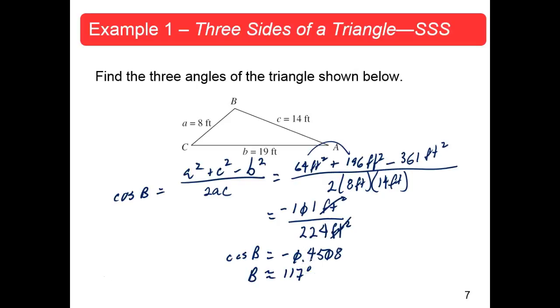Now that looks reasonable by their picture, but no guarantee they got the picture right. That definitely is more than 90, and it's the fact that your lengths worked out the way they are, so that's why it's a good idea to start with that one. You get about 117 degrees.